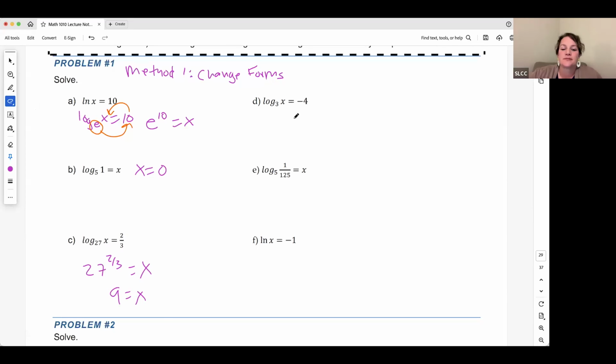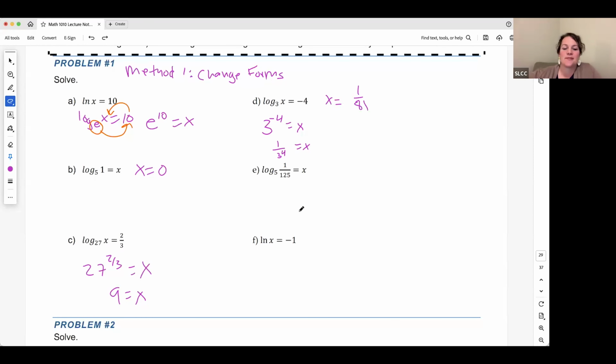Let's look at D. Same thing to change the form. So 3, all about the base, to the other side equals x. That's a number, but you could keep going if you wanted to. So x would be 1 over 3 to the 4th, and 3 to the 4th is 81. So in the end, x equals 1 over 81.